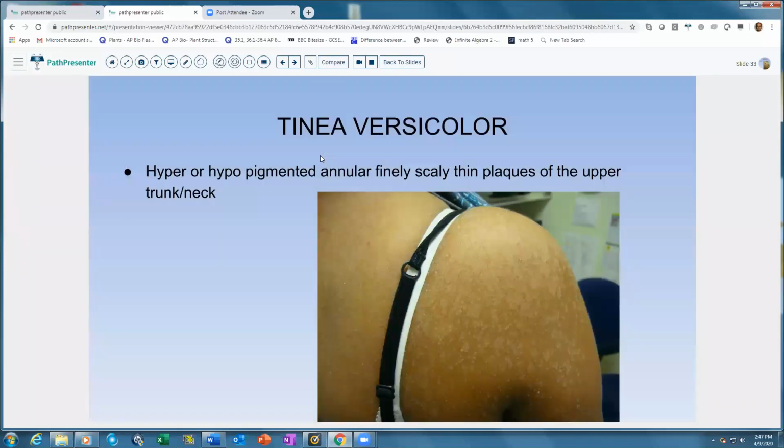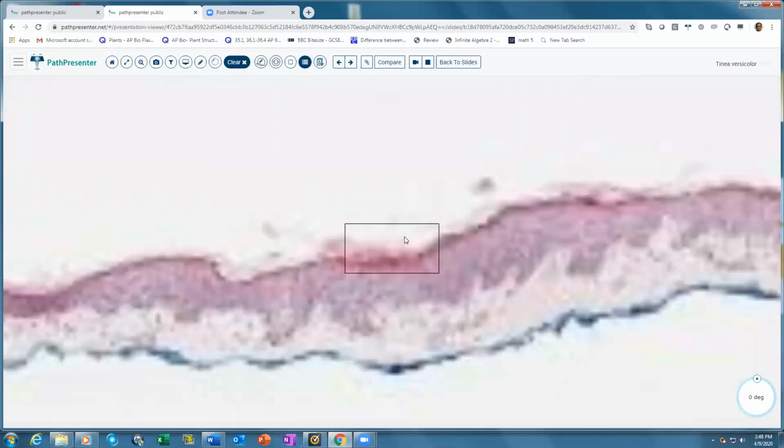We already talked about Tinea versicolor, which usually presents with hyper or hypopigmented annular, finely scaly, thin plaques on the upper trunk. You can see these plaques here on the upper trunk, and they are usually hypopigmented. On biopsy, even on the H&E, you will be able to see the fungus.